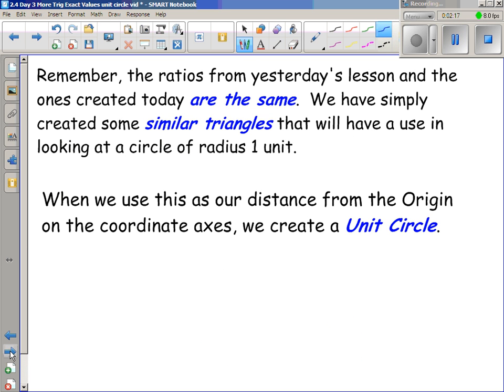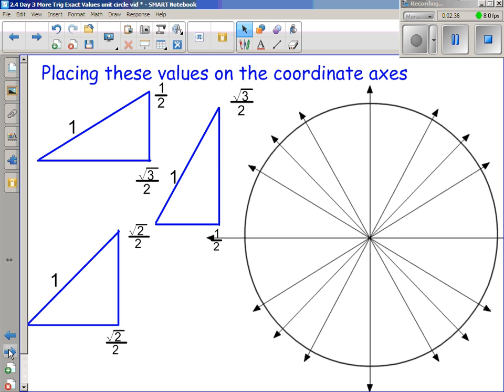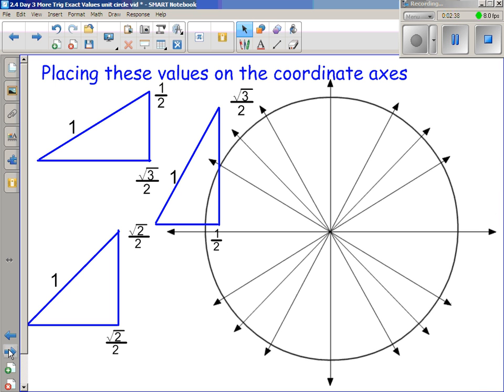Remember the ratios from yesterday's lesson and the ones I showed right at the beginning of this lesson. They're the same triangles. We just have created what's called similar triangles by doing some kind of a ratio. What's done there is given us a hypotenuse that's the same for both special triangles. And we're going to apply this to something on the coordinate axes, which becomes the unit circle.